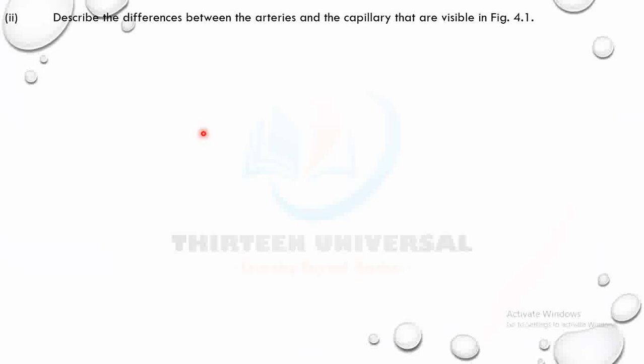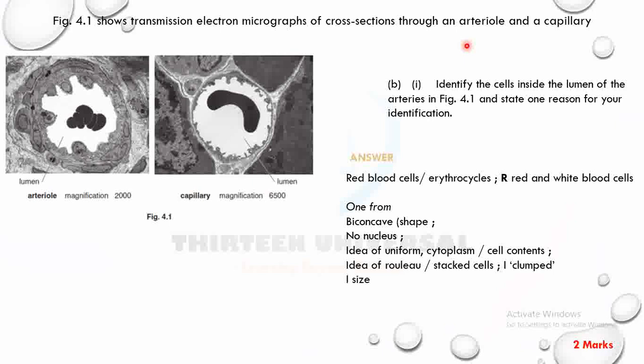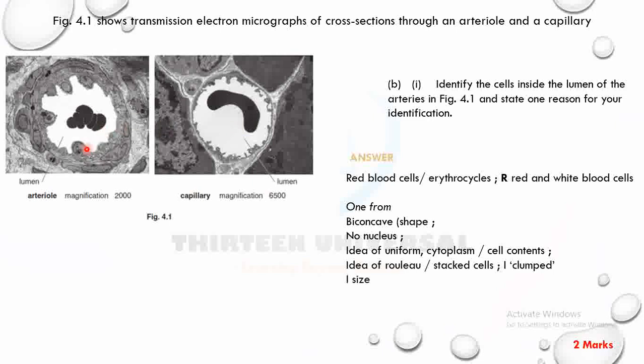All right, describe the differences between the arteries and the capillary that are visible in Fig 4.1. So let's go back. What are the differences between the arteries and the capillary? So this is the capillary, and that's the artery. You can see that. Pause the video. The artery has a thicker wall, right? This has a thinner wall. If you check, you see that the endothelium of the artery is thicker, bigger, wider. Why is this thinner? The endothelium.